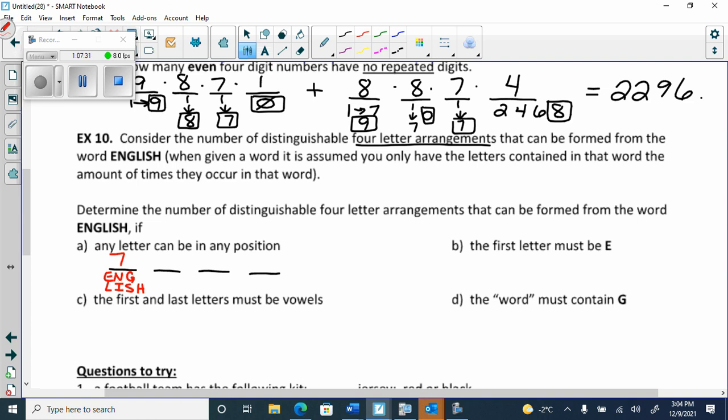Correct? I'm going to place an E in this blank. Now I have N, G, L, I, S, H. So how many do I have? 6. Then I box 1. Then I'm going to have 5. Then I'm going to have 4. Do you always have to show all the options below once you get a pattern going there? No. What's 7 times 6 times 5 times 4?